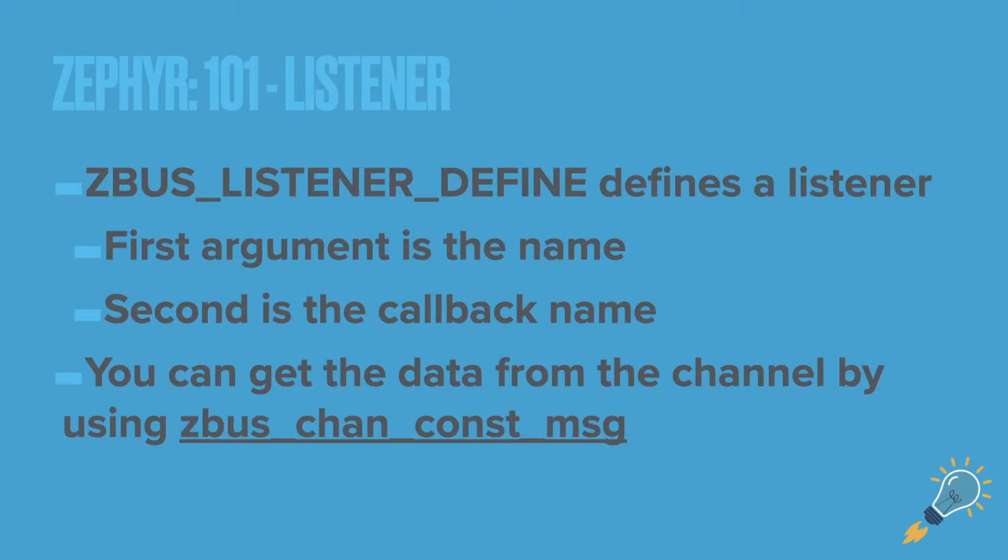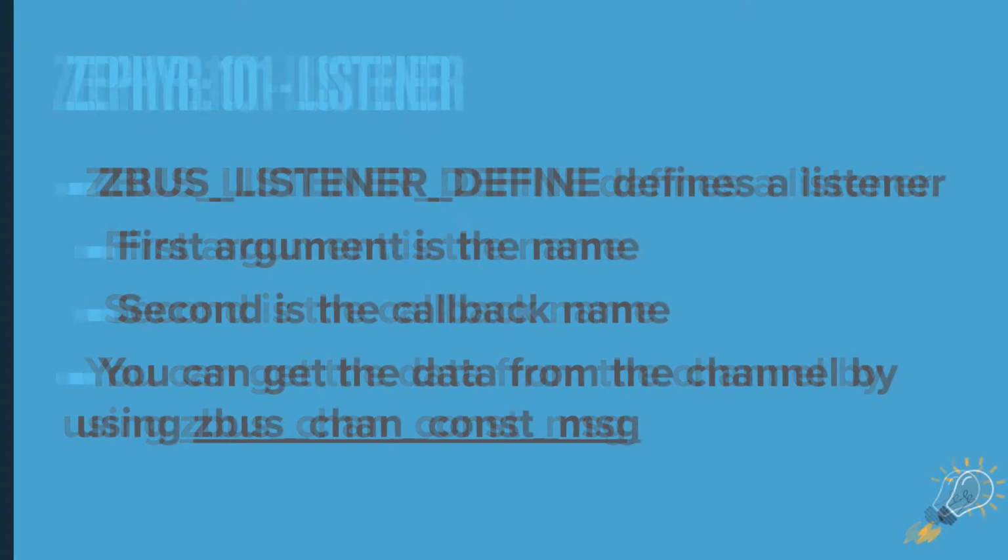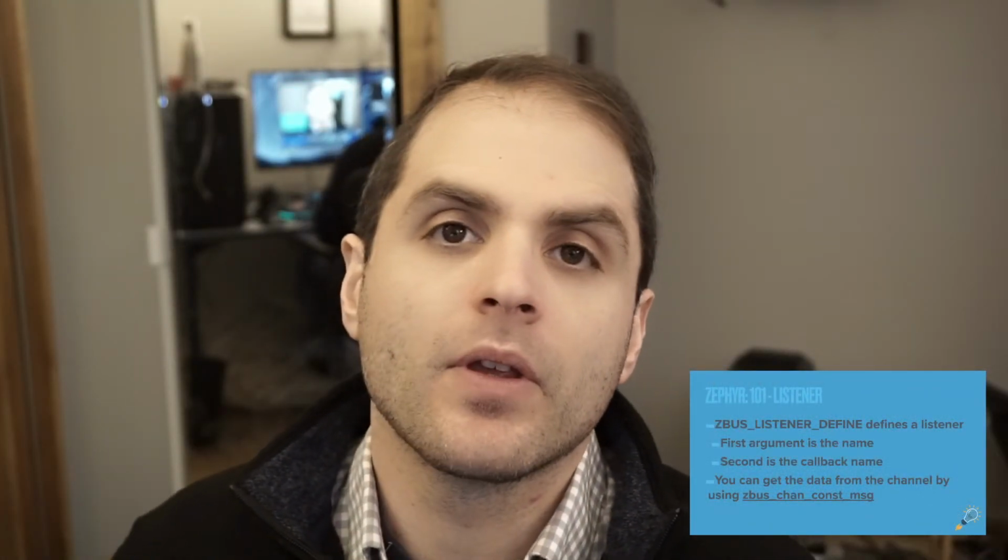So to define a listener, your first argument is just the name. The names are important here because you're also referencing them when you're initializing the channel. And the second is the callback name. This is the callback that's getting called when you're doing a push. And you can get the data, like I said, using that zbus_chan_const_msg. So this is kind of cool because you're actually efficiently fetching the data from memory using a pointer without doing any copying. So handy.